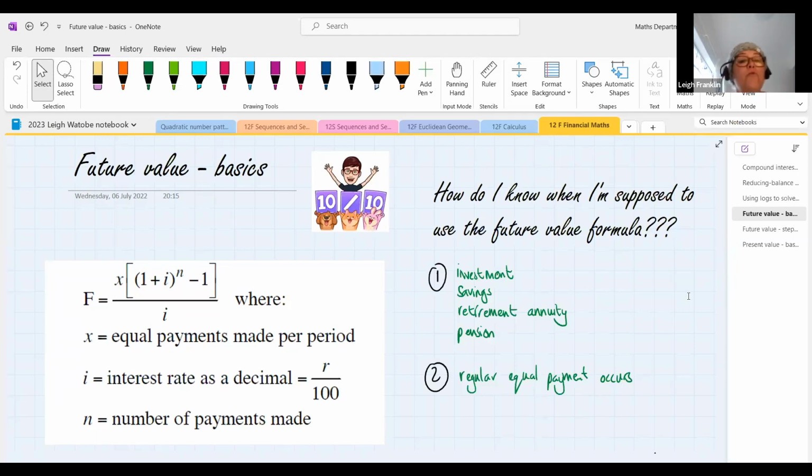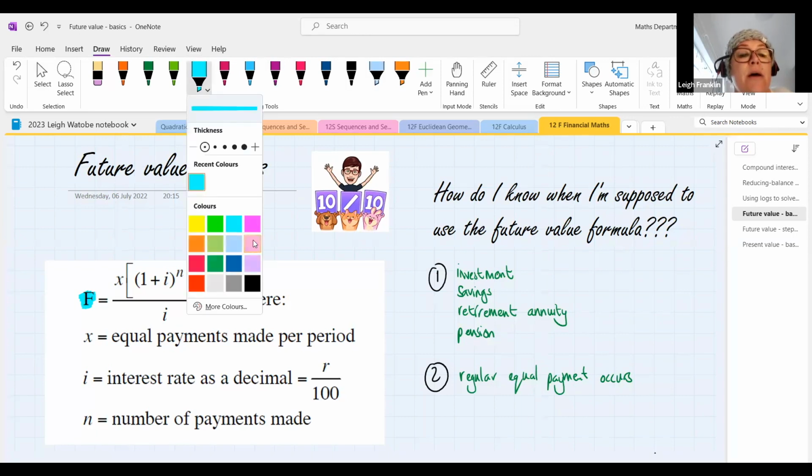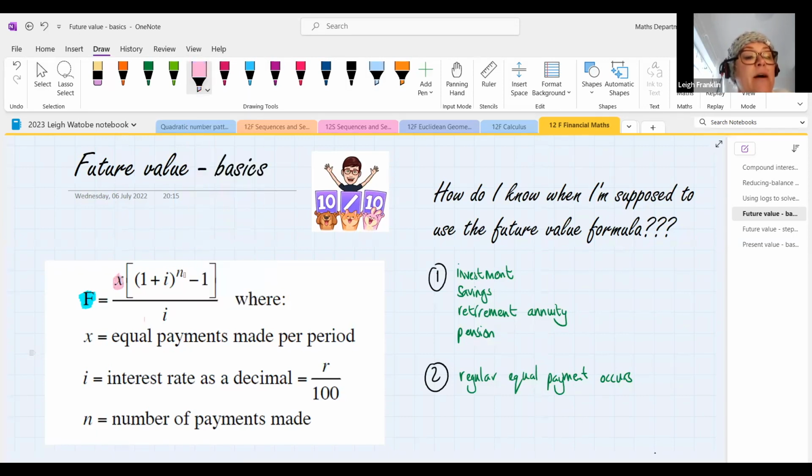The formula, you've got it on your formula sheets. The letter F represents our future value. The letter X over here is your regular equal payment. So your X is your equal payment, and it has to be made on a regular basis.